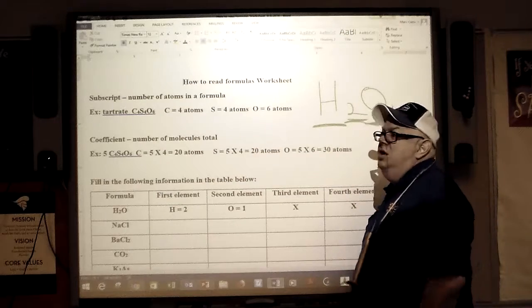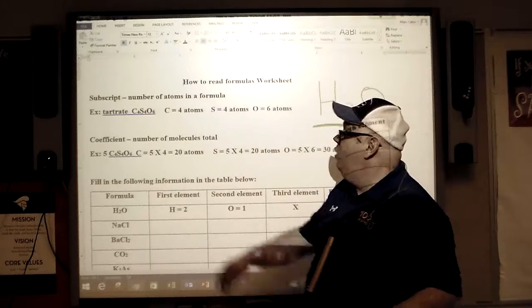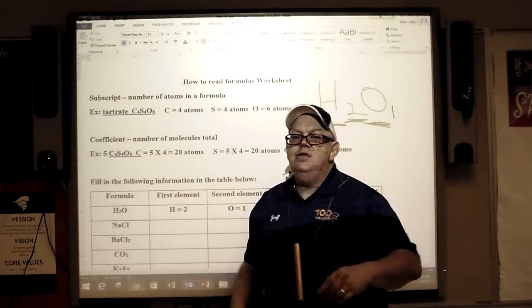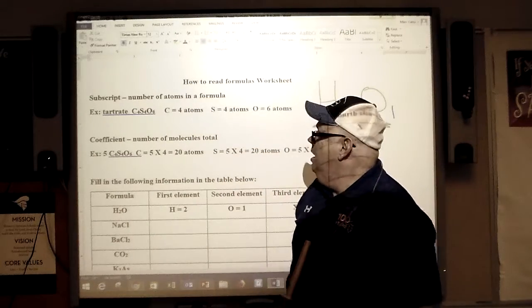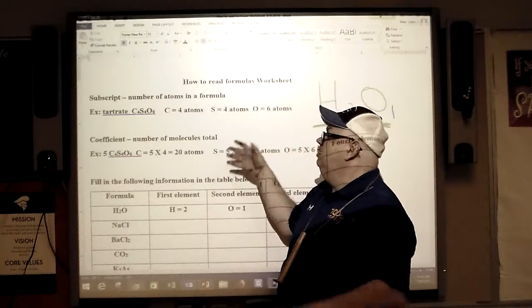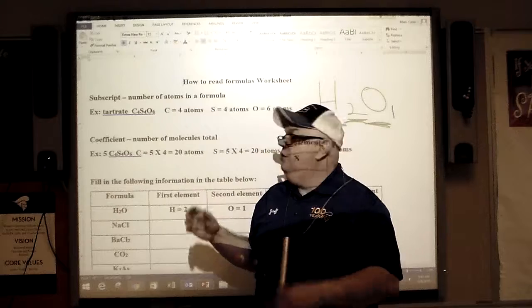But there's another number you have to worry about when we look at formulas. Normally you won't see those on formulas by themselves. You're going to see those in chemical equations. And that's something called the coefficient, and that's the number of molecules that you have in total of your formula.